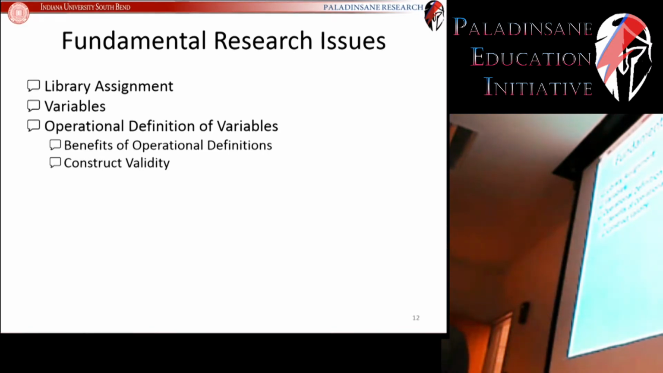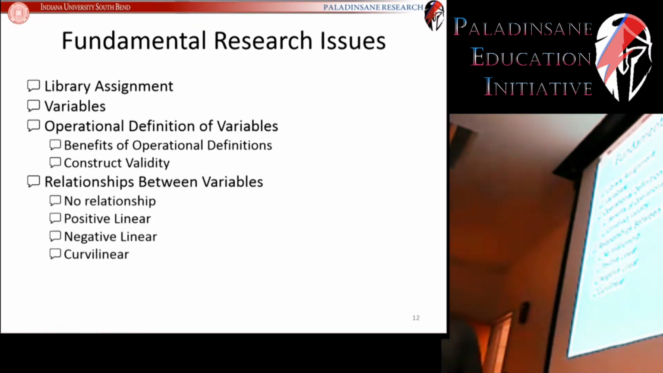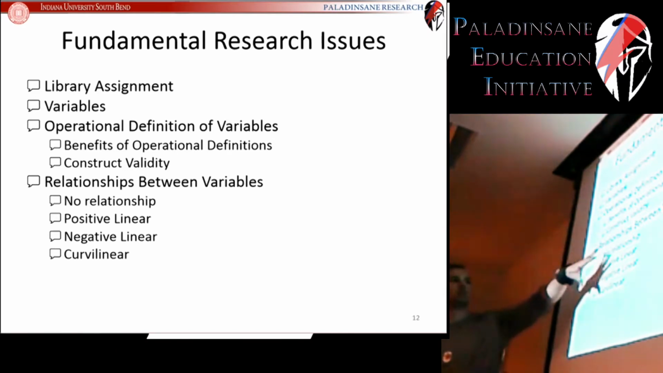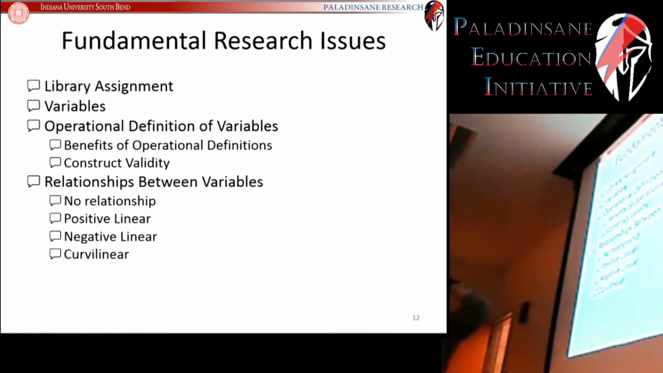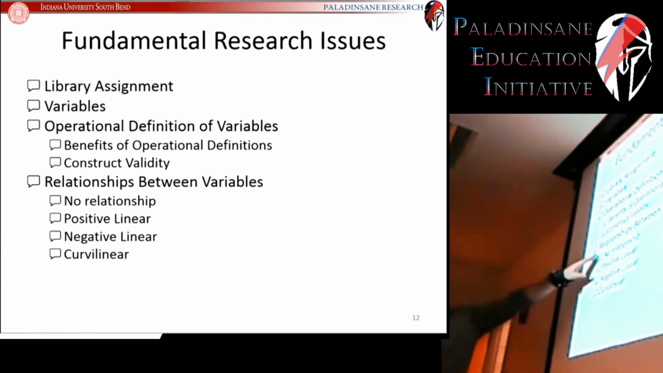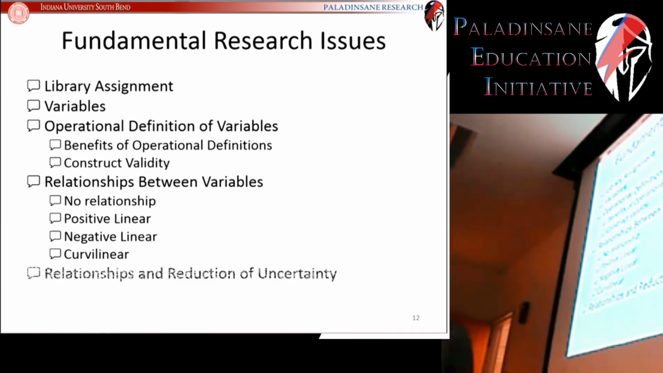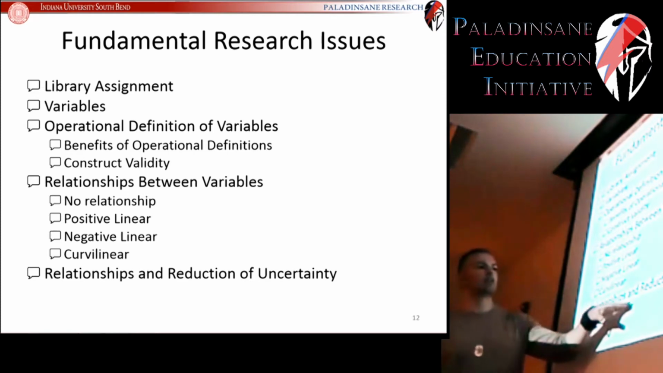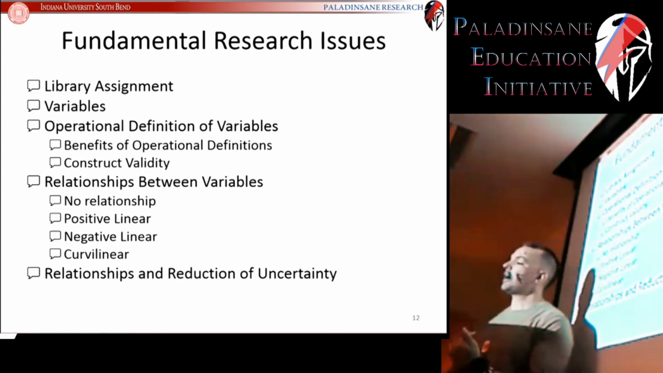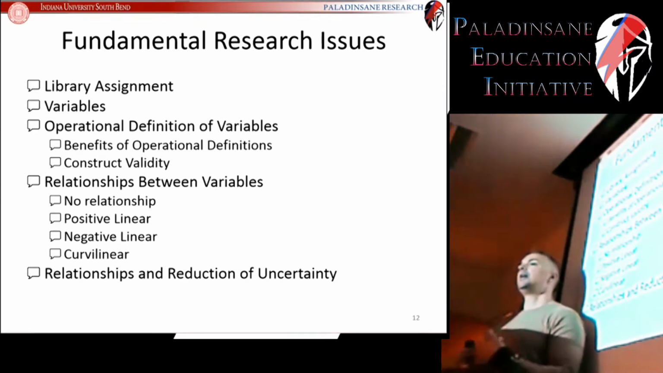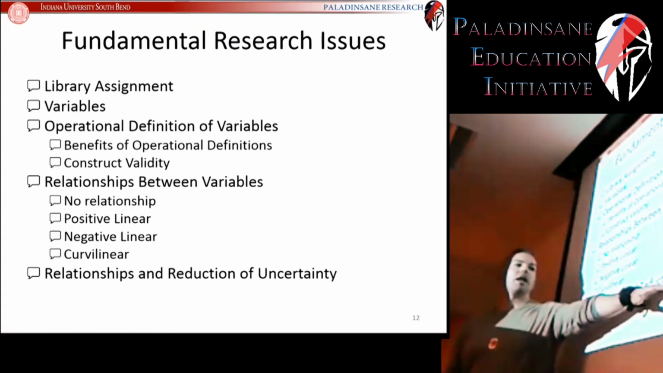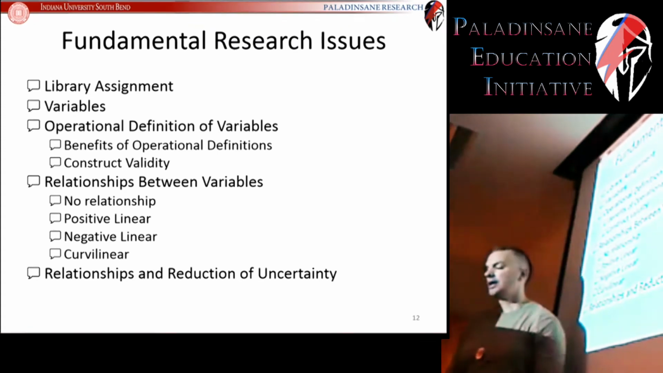So we're going to talk about the benefits and construct validity, and then we're going to briefly take a look at relationships between variables, correlations between variables, and talk about the different types of relationships. And then we'll mention what a relationship does. If you find a relationship between two variables, what does it actually do, and how does it reduce any uncertainty?